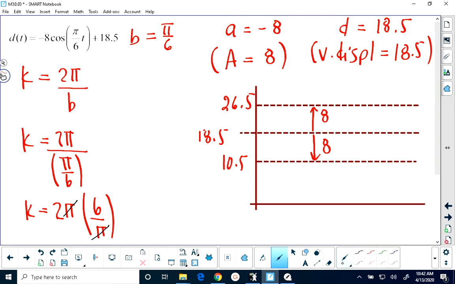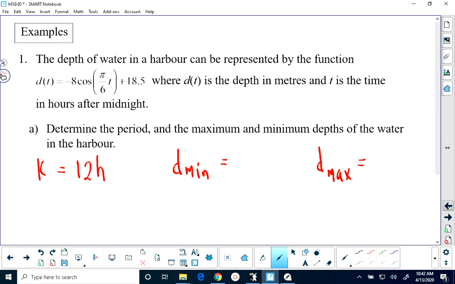So now we know, everybody, if you set up window settings on your graphing calculator that take into account those vertical numbers and go up to 12 hours for x, you will be able to see one complete cycle of this cosine graph. So let's take a look at what it's going to look like. Well, I guess we should answer the question first. The minimum displacement or depth of the water is 10.5 meters, and the maximum is 26.5 meters.